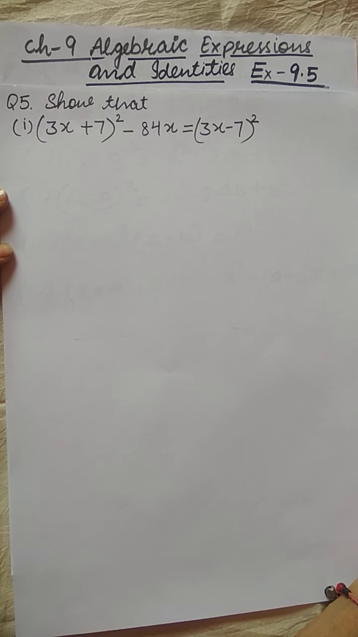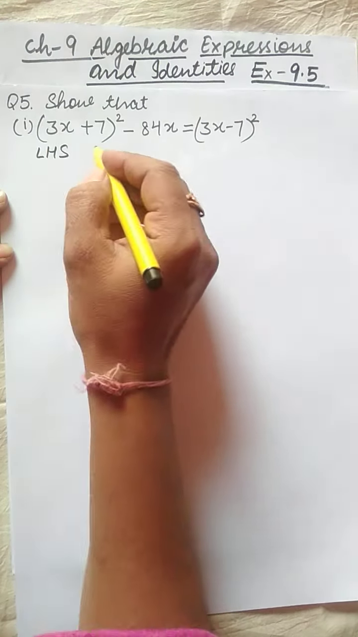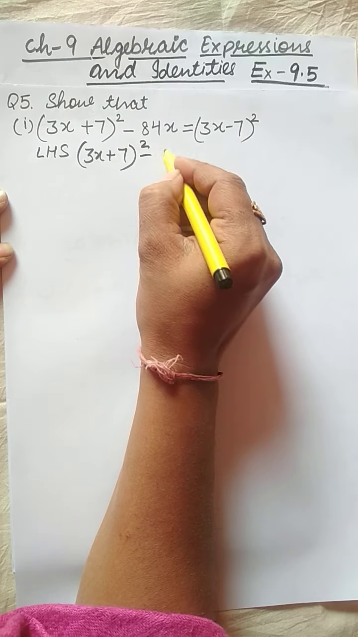In this question, firstly we will solve the left hand side, and after that we will do the simplifications on the right side, and we are to show that the left hand side is equal to the right hand side. So firstly take the left hand side. Left hand side is (3x + 7)² − 84x.